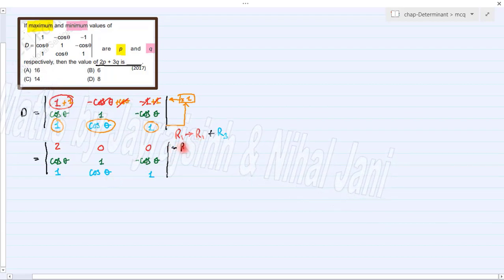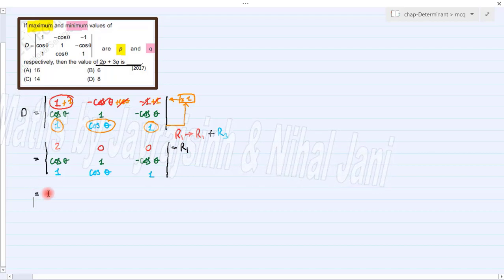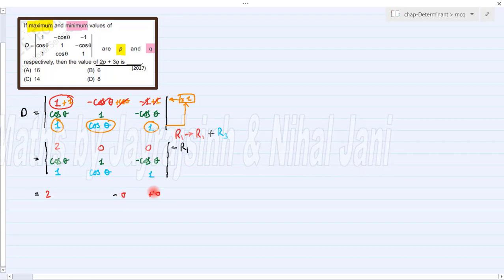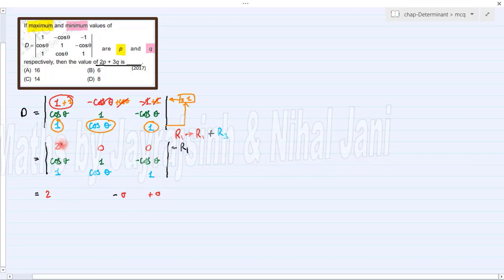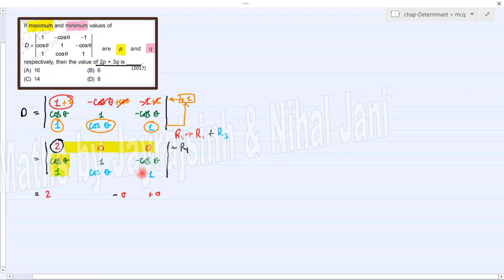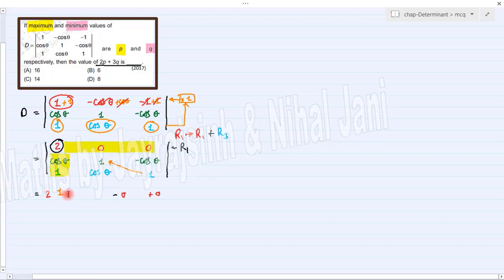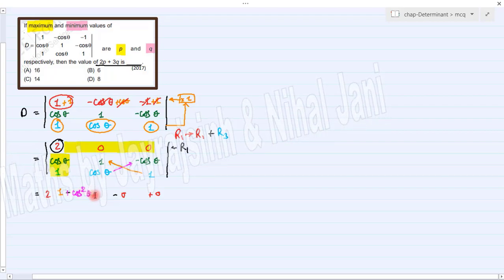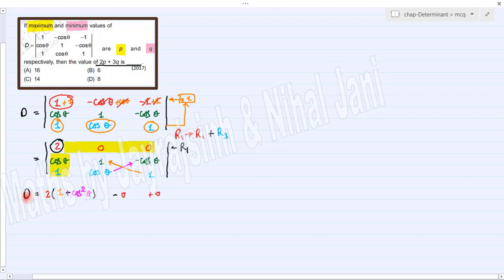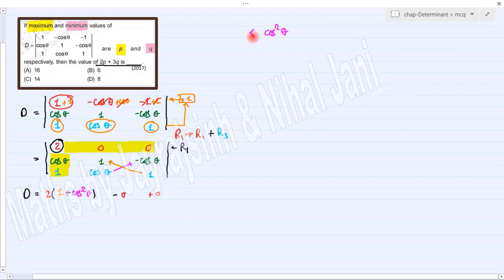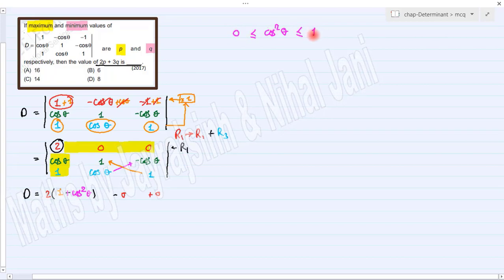So we are ready to expand with respect to the first row. Your first element is 2 and the rest of the elements are 0, so we don't have to worry about them. Just find the minor of 2 by ignoring its row and its column. So we have to multiply 1 with 1 minus cos theta with minus cos theta, which will give us plus cos square theta. So we get our value of the determinant, but we have to find the minimum and maximum value. And we know that the maximum and minimum value of cos square theta are 1 and 0.